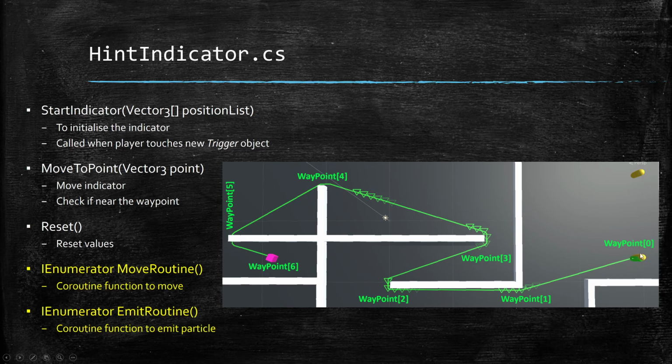If you can see, when the green guy touches the yellow objects, that forms our green path. This is the time when I want to tell my arrow indicator what the path is and how to move along this path.